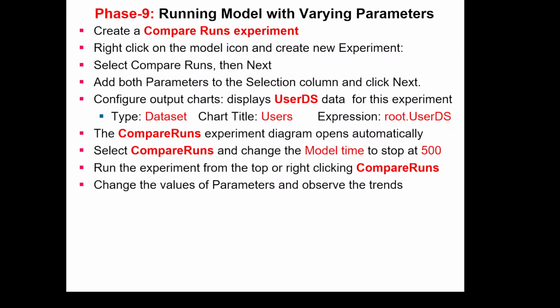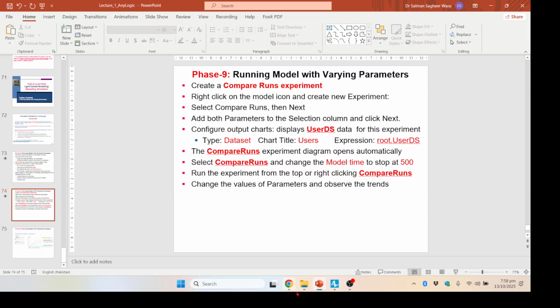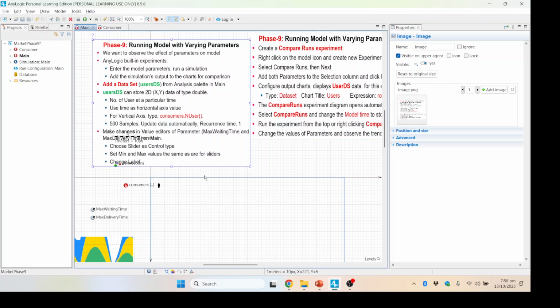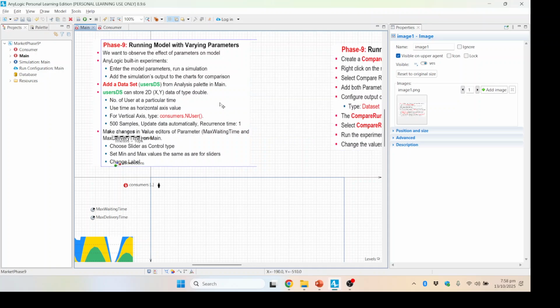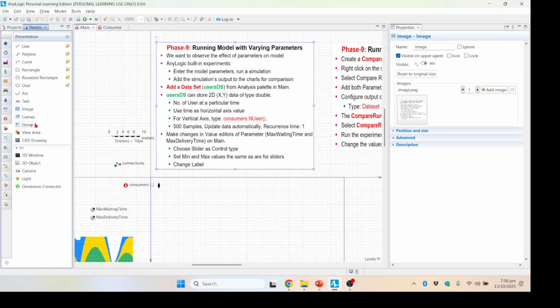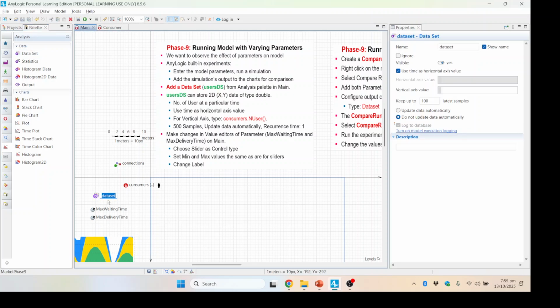Let's go to AnyLogic and see how it is actually done. I've already opened phase 9. The first step is to add a dataset. For that, go to the palette tab, and here go to the analysis palette. From here you can drag a dataset to our main diagram, and we will just place it outside the canvas.